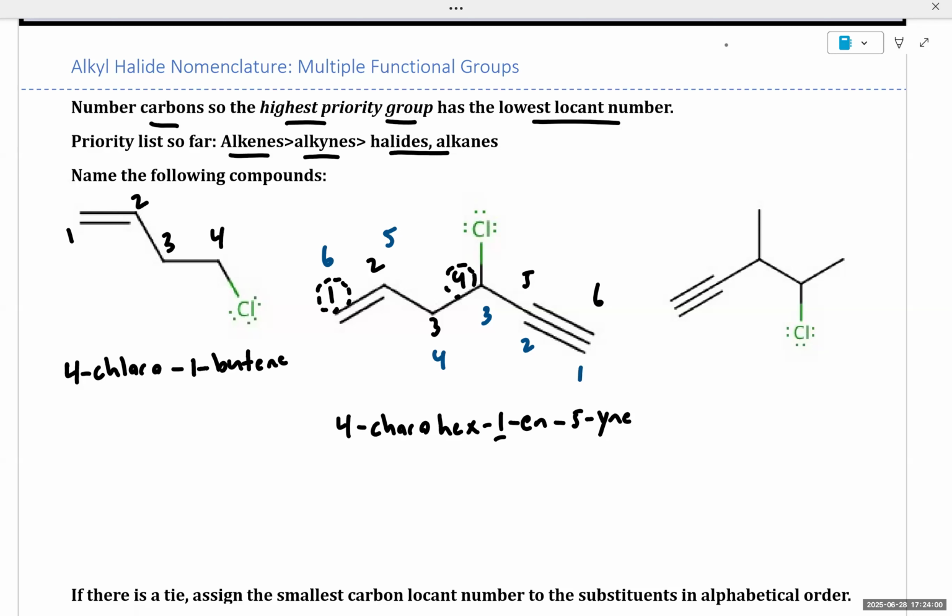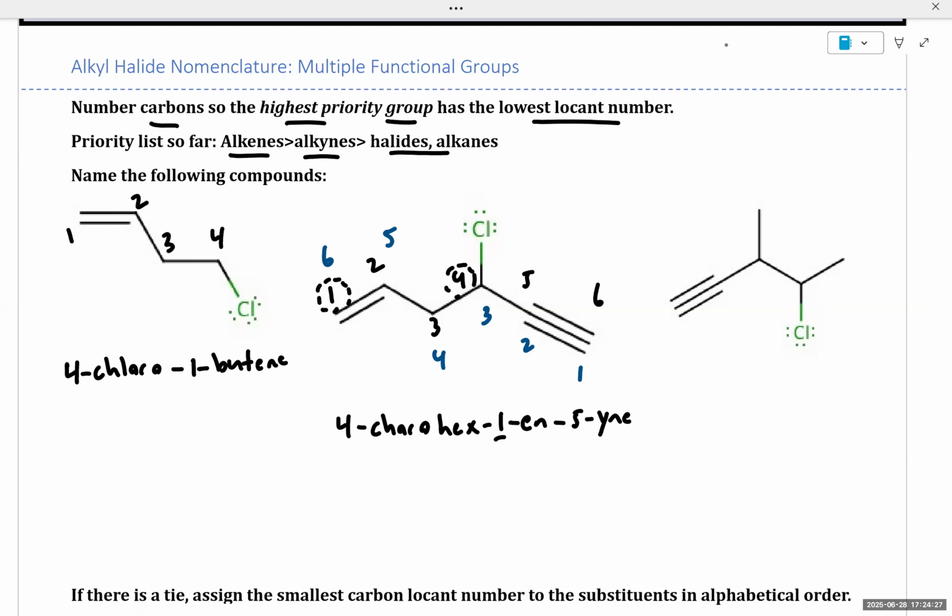Again, a key important point to be made is that in the event of a tie between an alkene and an alkyne, the alkene gets priority in terms of locant number.